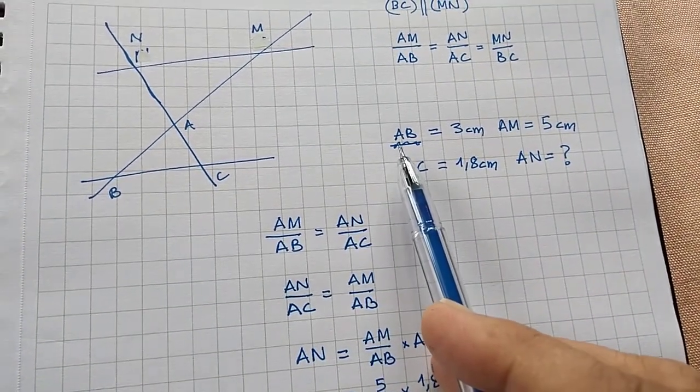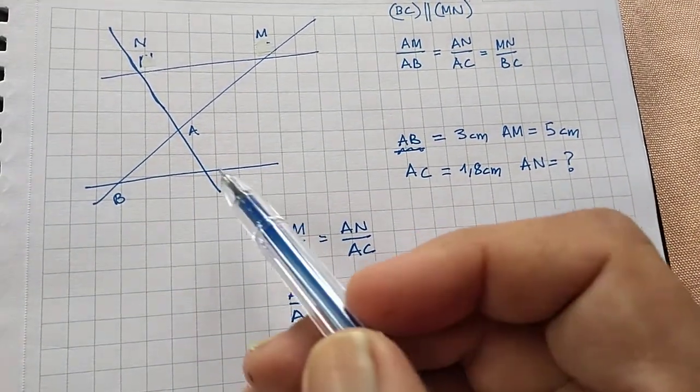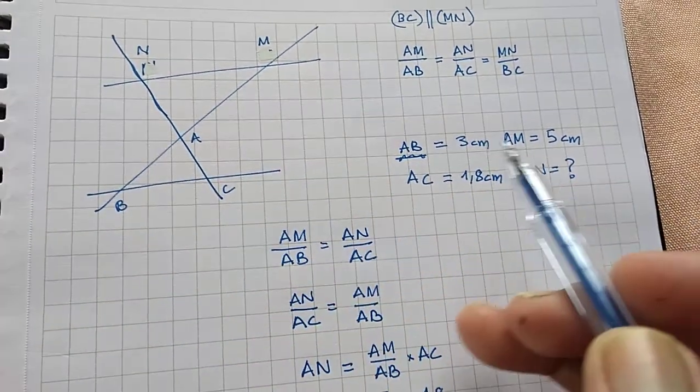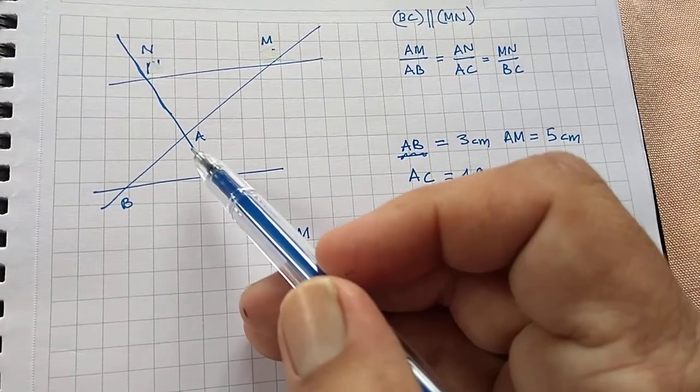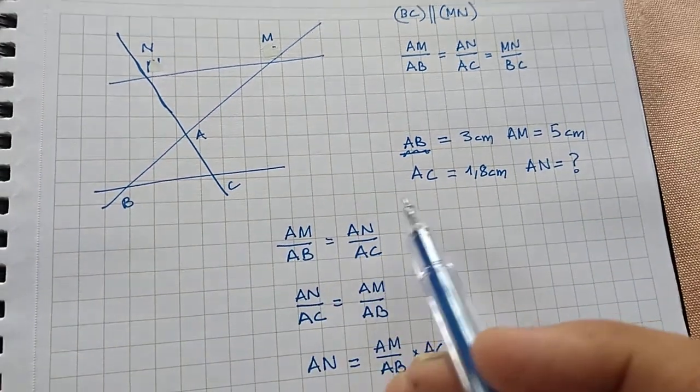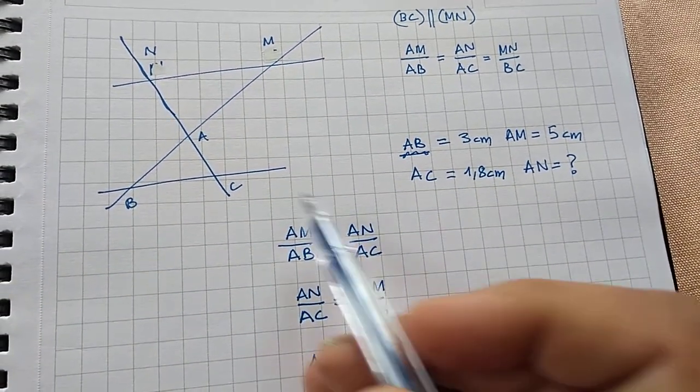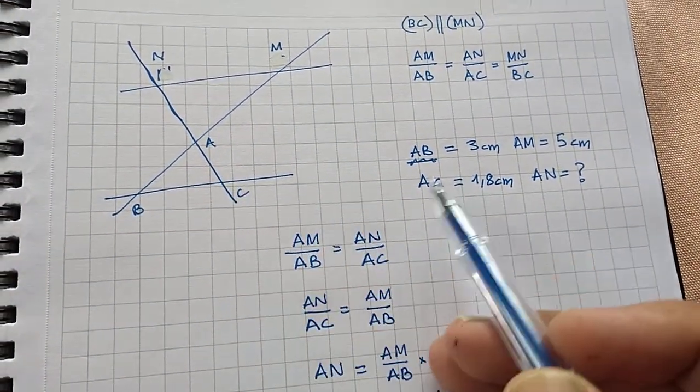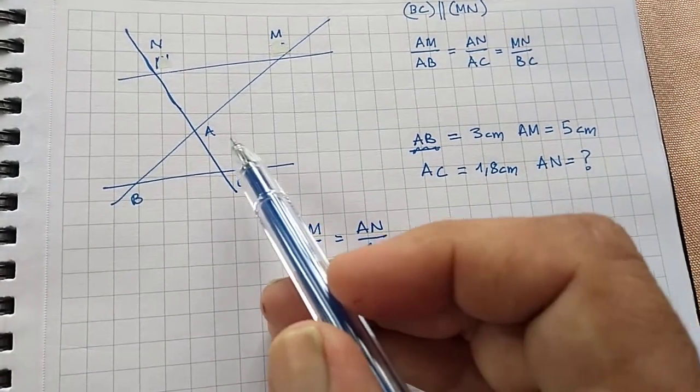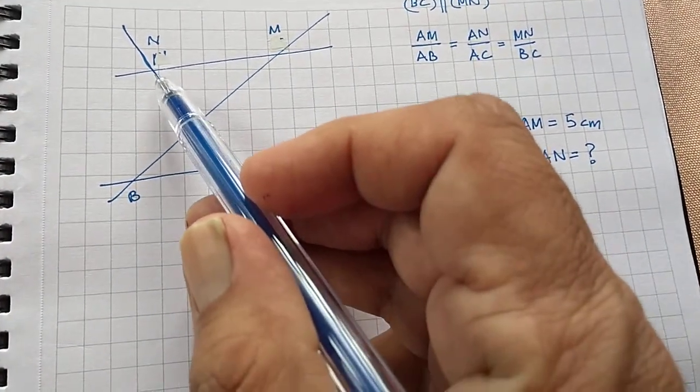So here if I say AB is equal to 3 centimeters, AM is equal to 5 centimeters, AC is equal to 1.8 centimeters, then what is AN equal to? Now in this case I want to find out AN.